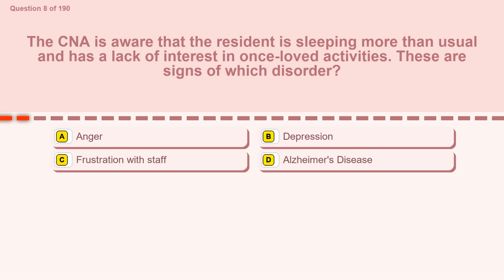Question 8. The CNA is aware that the resident is sleeping more than usual and has a lack of interest in once loved activities. These are signs of which disorder? Option A. Anger. Option B. Depression. Option C. Frustration with staff. Option D. Alzheimer's disease.